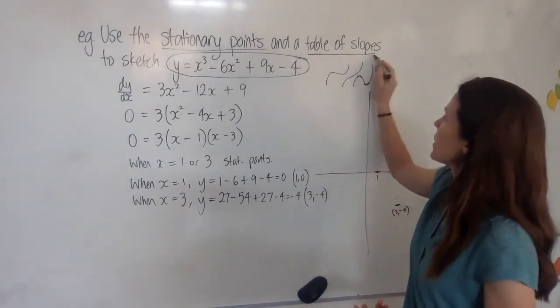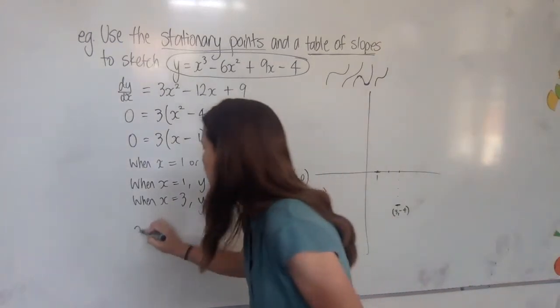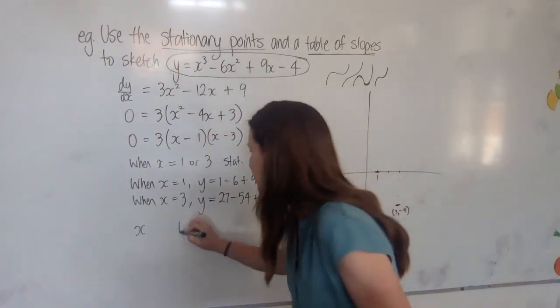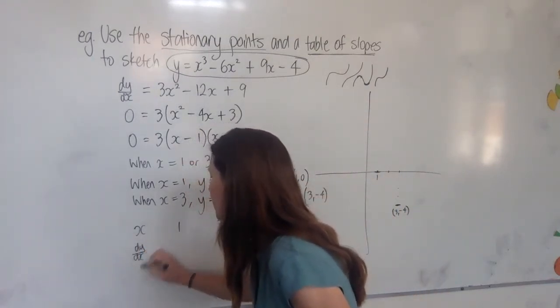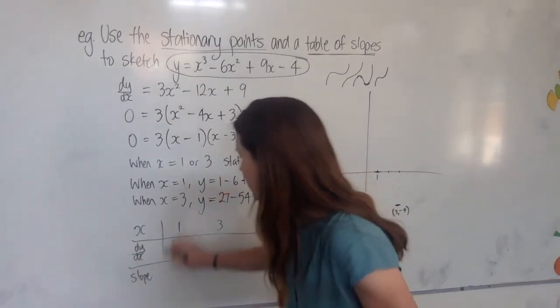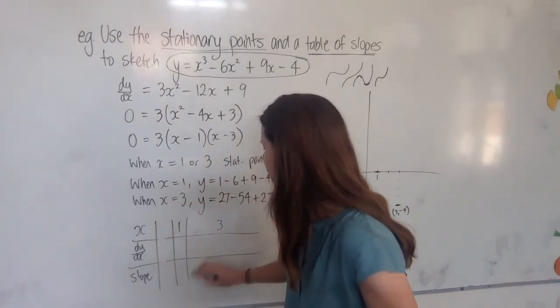All right, now I need to do my table of slopes so that I can see what the curve's doing on either side. So the values of x that I'm interested in, well, I found 1 and 3. So I'm interested in those, and I want to see what the slope is doing on either side. So my table of slopes looks something like this.